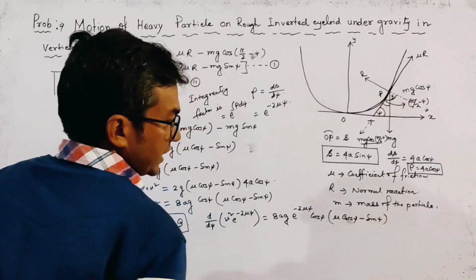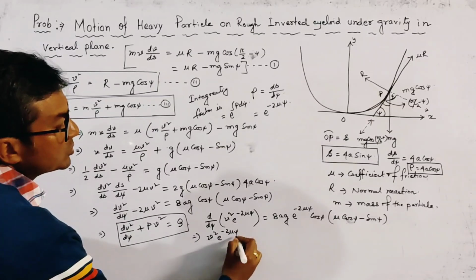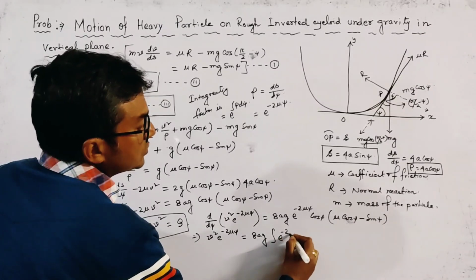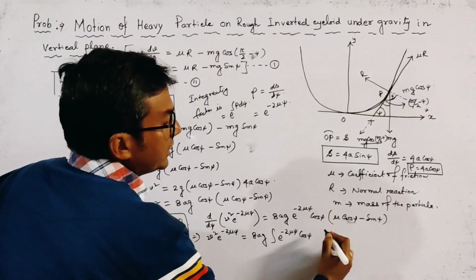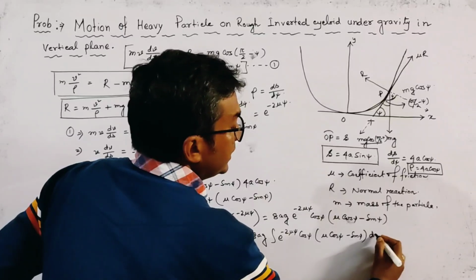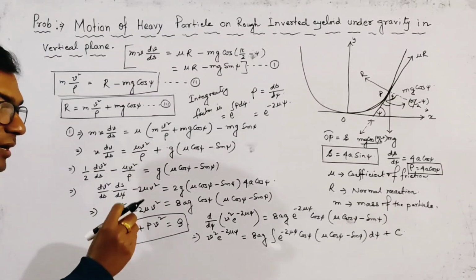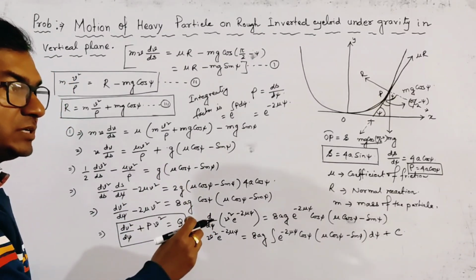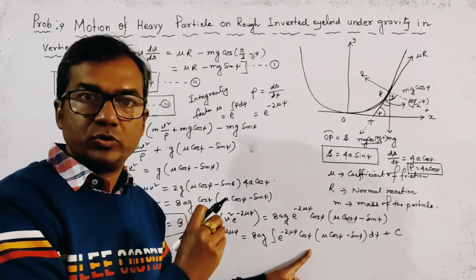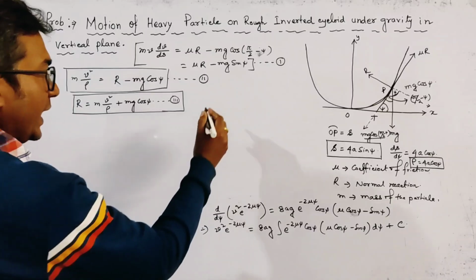Now taking integration, we get v square into e to the power minus 2 mu psi, and the right side is 8ag integration of e to the power minus 2 mu psi cos psi into (mu cos psi minus sin psi) d psi, plus an integrating constant which is taken to be c. Okay, now here we give an important trick to find the integration very easily by a short method. To integrate very easily by the short method, we put an important substitution.